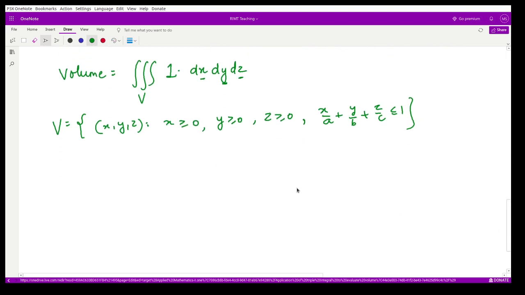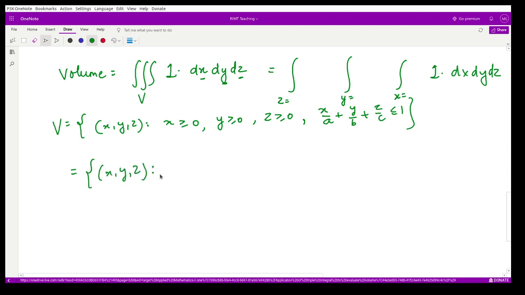So accordingly we can convert our limits here. So this is converted to the limits of z here, then the limits of y here, and then the limits of x here, 1 into dx dy dz. So for that we'll convert the limits.